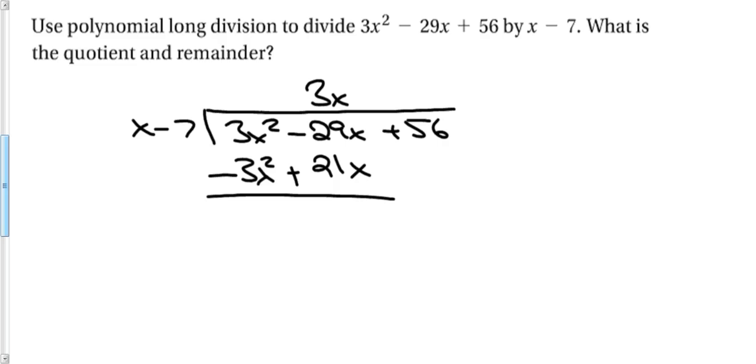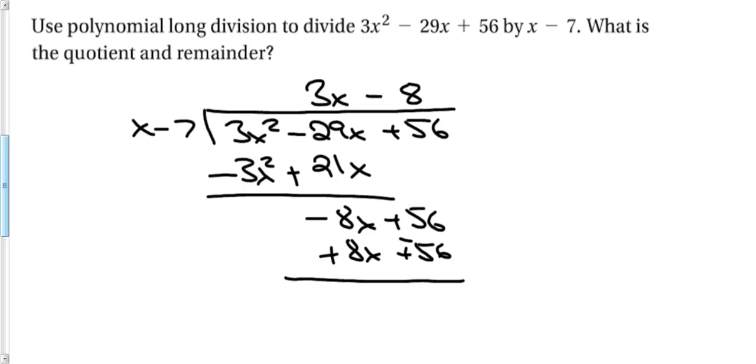Now, we subtract, which in order to do that, I change the sign of everything in my little depressed polynomial right there. So now I get 0 and I get a negative 8x and bring down the 56. Next, we take x, divide by 8x, we get a negative 8. Multiply, we get a negative 8x plus 56. When I subtract these, I get a remainder of 0, which means that my quotient is 3x minus 8, and my remainder is 0.